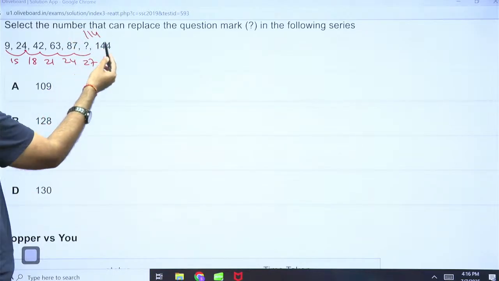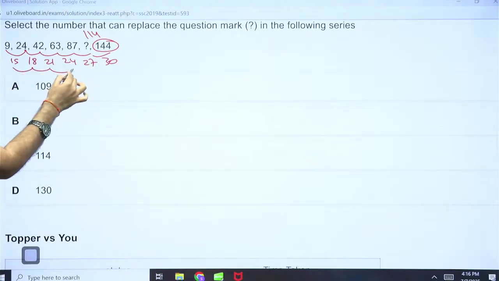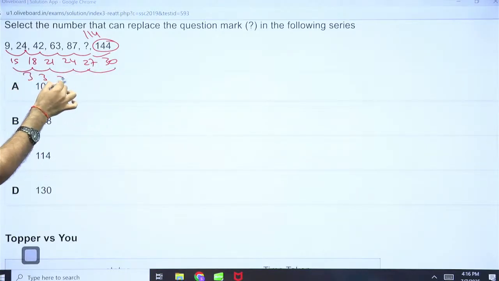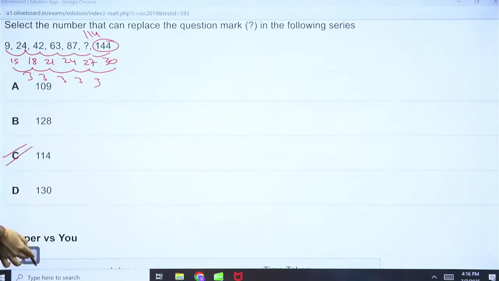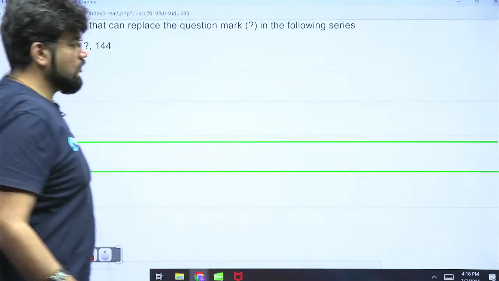And if I add 30, I'll get 144 also, so it works. The difference is, if I check double differences, basically I'll get 3 here. That's what is happening. So 114 is my correct answer. Cool. Next.